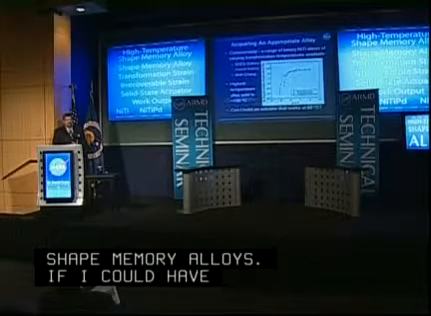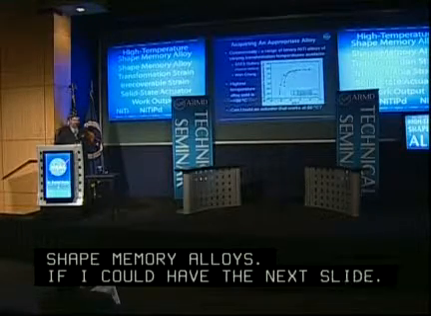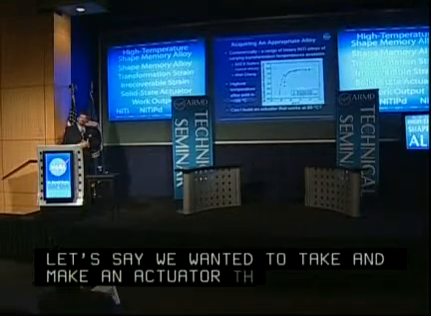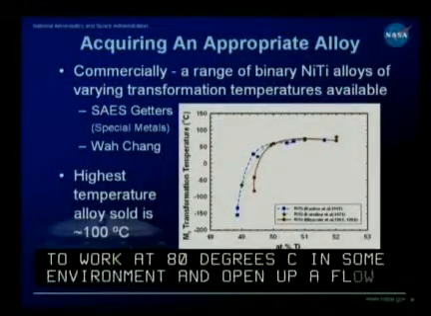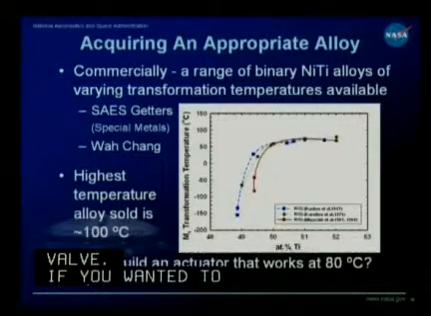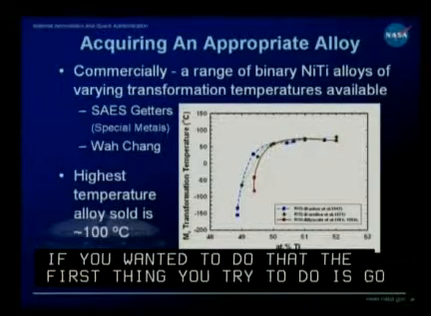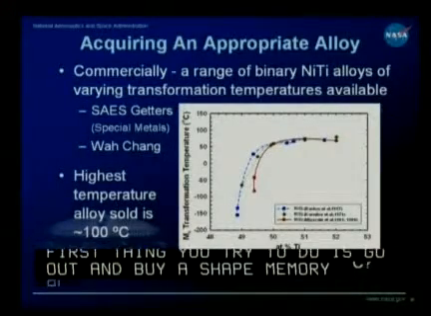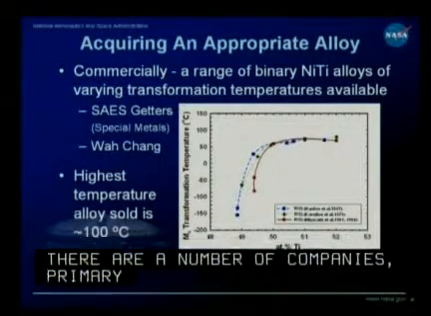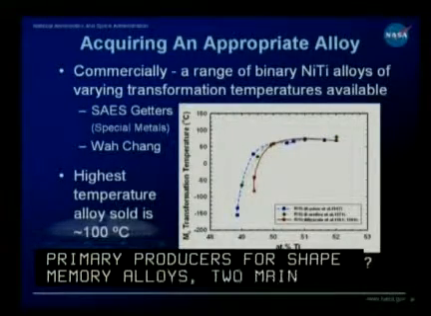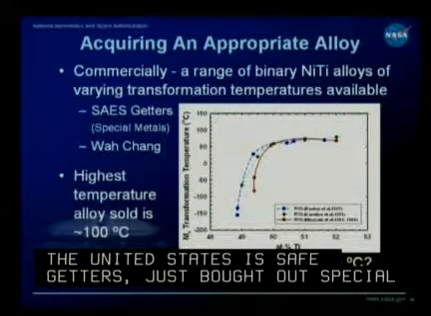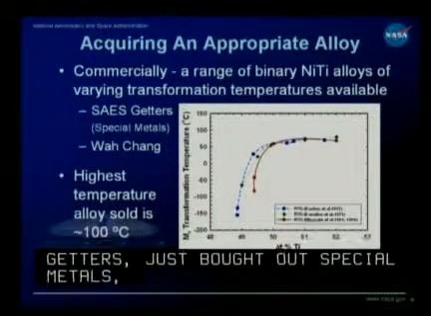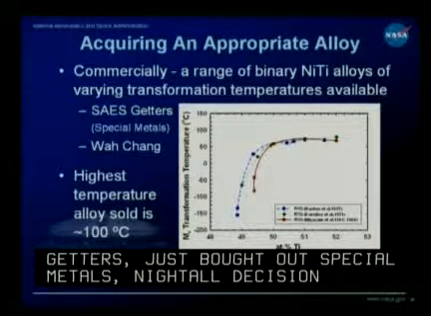Let's say we wanted to take and make an actuator that was going to work at 80 degrees C in some environment and open up a flow valve. If we wanted to do that, the first thing you'd try to do is go out and buy a shape memory alloy. Now, there are a number of companies or primary producers for shape memory alloys. The two main ones in the United States are Say's Getters, which just bought out Special Metals, Nitinol division, and Huacheng in Japan. In the Orient is Furukawa, and again in Europe there's Say's Getters.